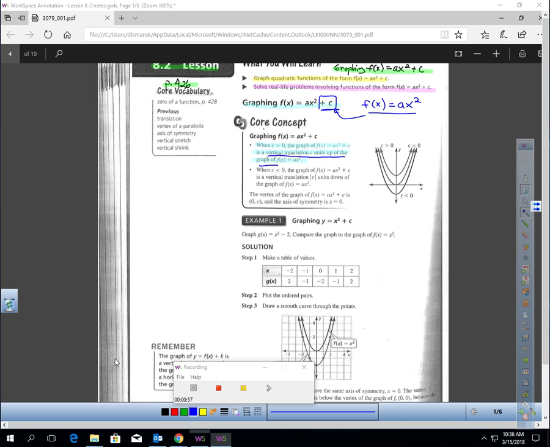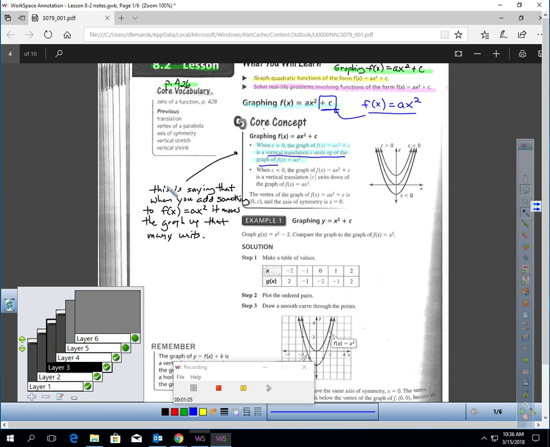On the other hand, and maybe I should just say that again, this is just saying that when you add something, it means move the graph up that many units. And then if c is less than 0, in other words, if you're subtracting something, that's how many units down it will move the graph or the parent function. Okay, it's moving that many units down.